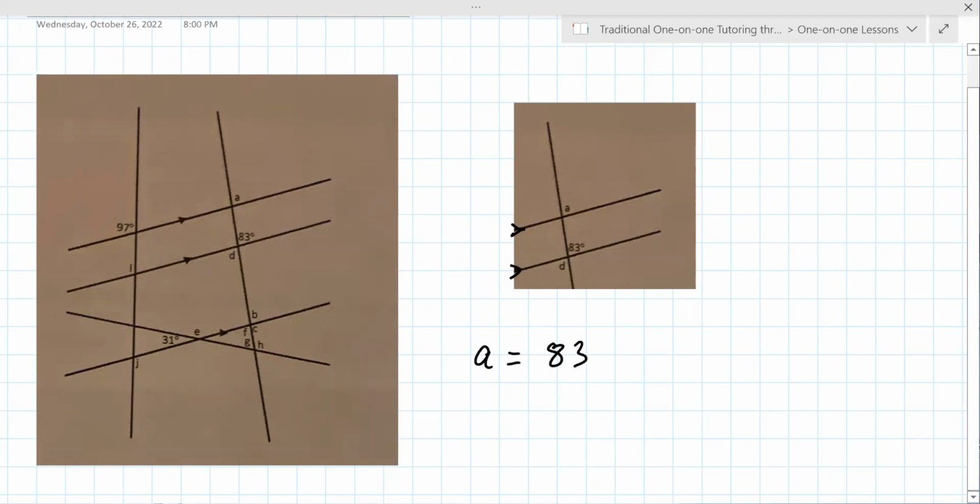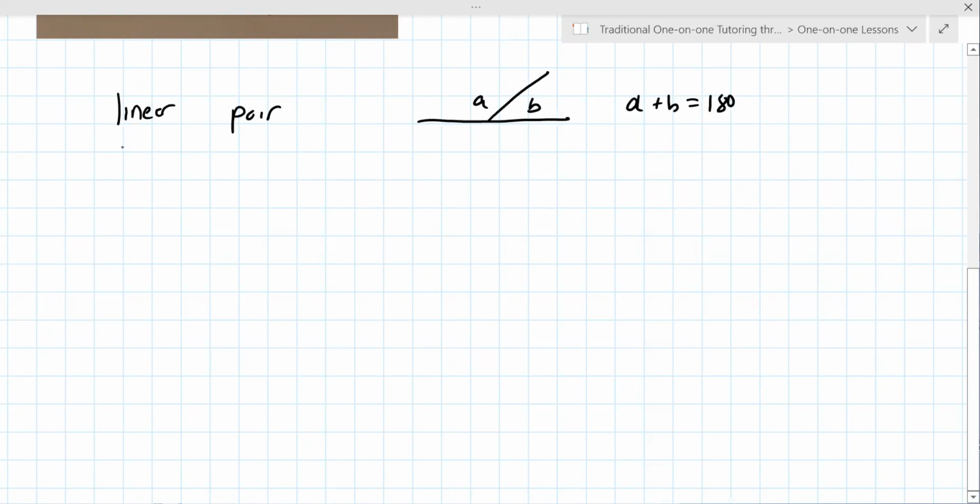Let me review some of the options. Do you remember what a linear pair is? It's where they're both on the same line. Yeah, it's like A plus B equals 180. That's not what's going on here. Do you remember vertical angles?